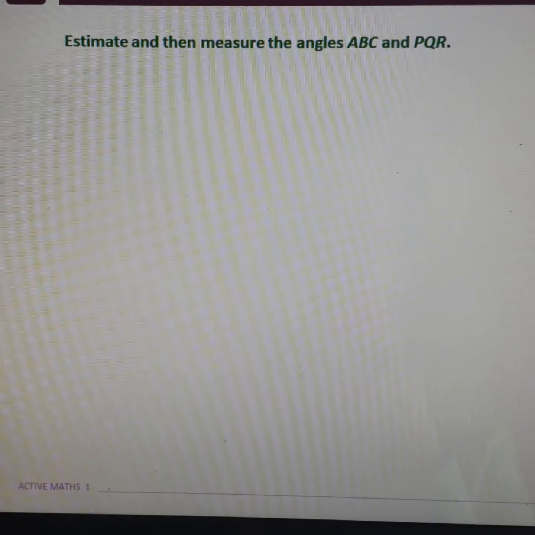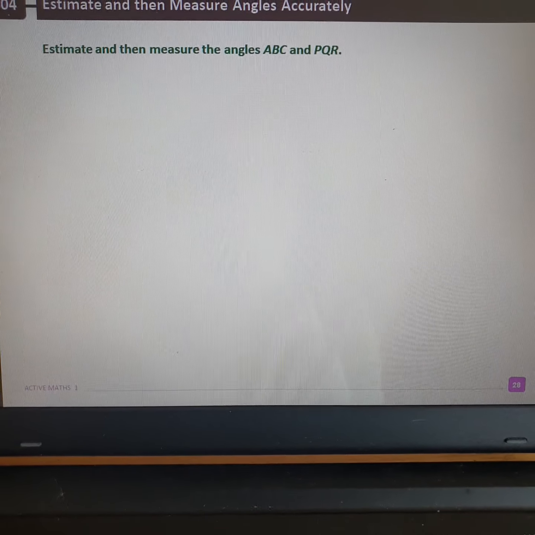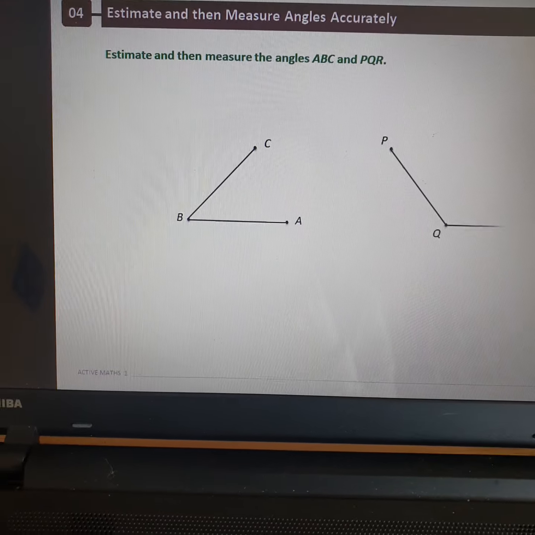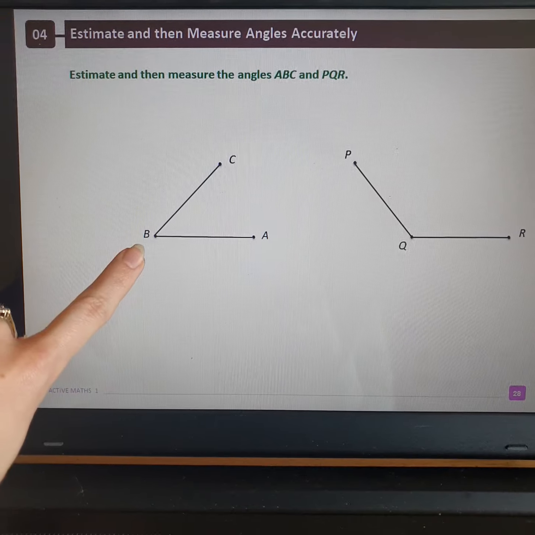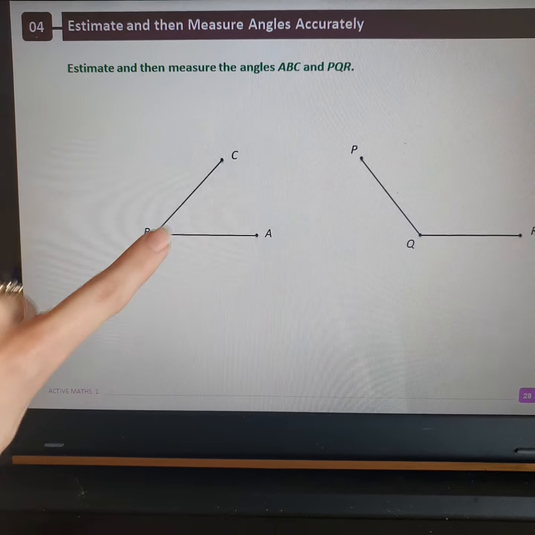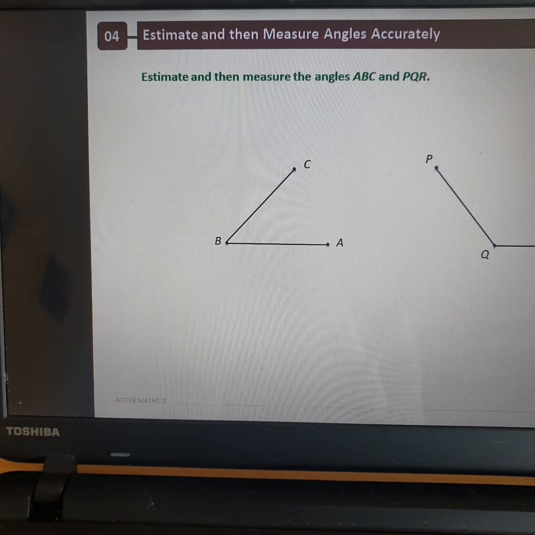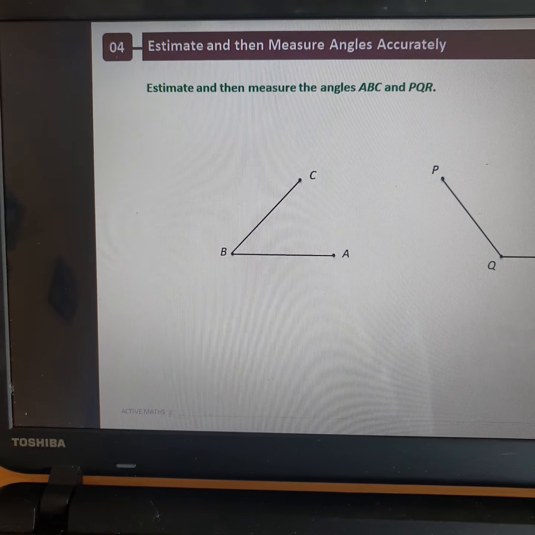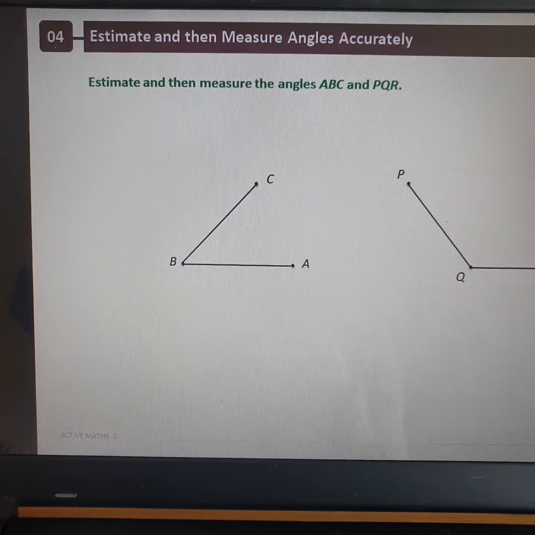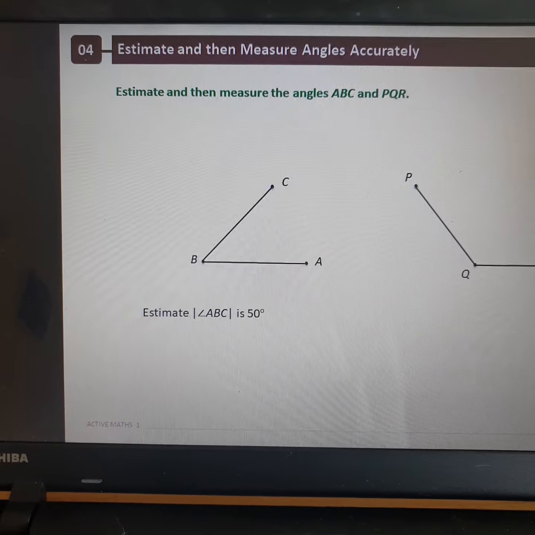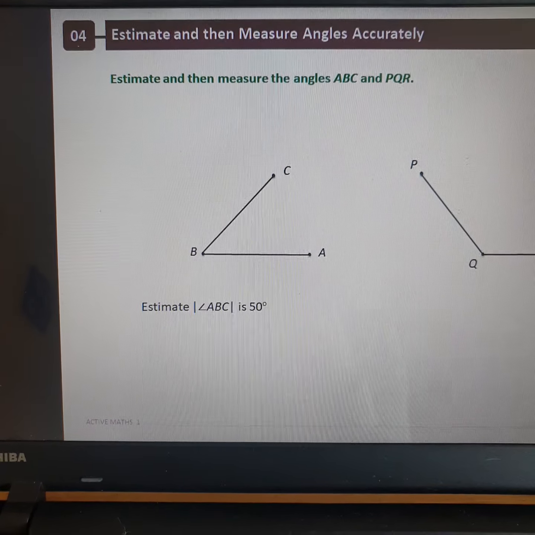Let's look at these first. It says estimate and measure the angles ABC and PQR. Let's look at ABC, or we can also call that CBA. Remember, whatever letter is in the middle corresponds with where the angle is. So what type of angle is it? Is it obtuse? Is it acute? Is it reflex? It is an acute, isn't it? It's less than 90 degrees. What else could we estimate it to be? Let's think what we'll come up with. We'll estimate that angle ABC, or you could call it CBA as I said, is about 50 degrees.